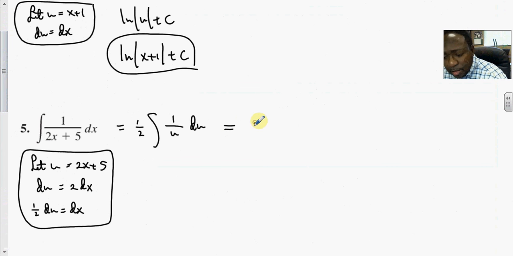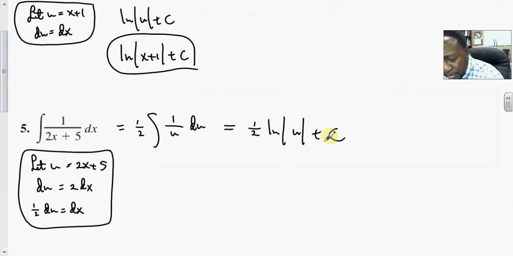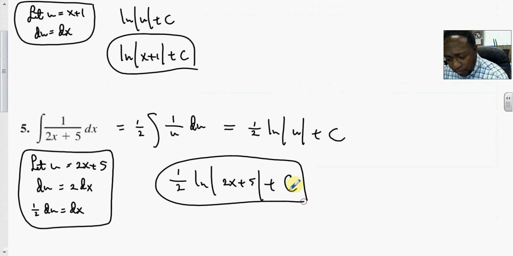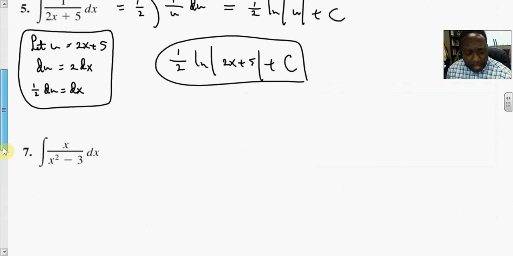Well, this is 1/2 times the natural log of the absolute value of u. You can just go ahead and put in what u is, which is 2x plus 5, plus c. So the answer is 1/2 times the natural log of the absolute value of 2x plus 5, plus our constant. Don't forget that constant. That'll cost you.